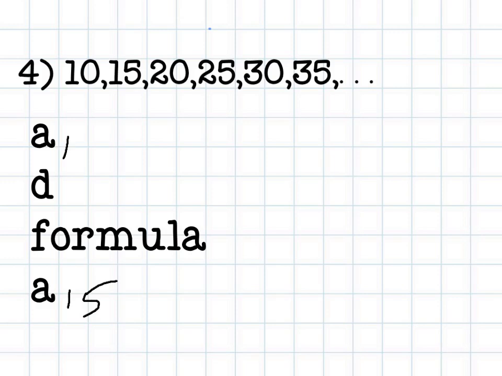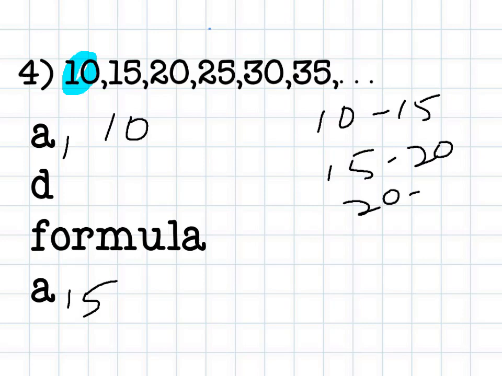Okay, a sub 1 is asking you to find the first term in the sequence. Well, the first term in the sequence is here. The first term in the sequence then is 10. D is asking you to find the common difference. How do you go from 10 to 15, from 15 to 20, from 20 to 25? Well, every single time you're going up by 5, so it's plus 5.